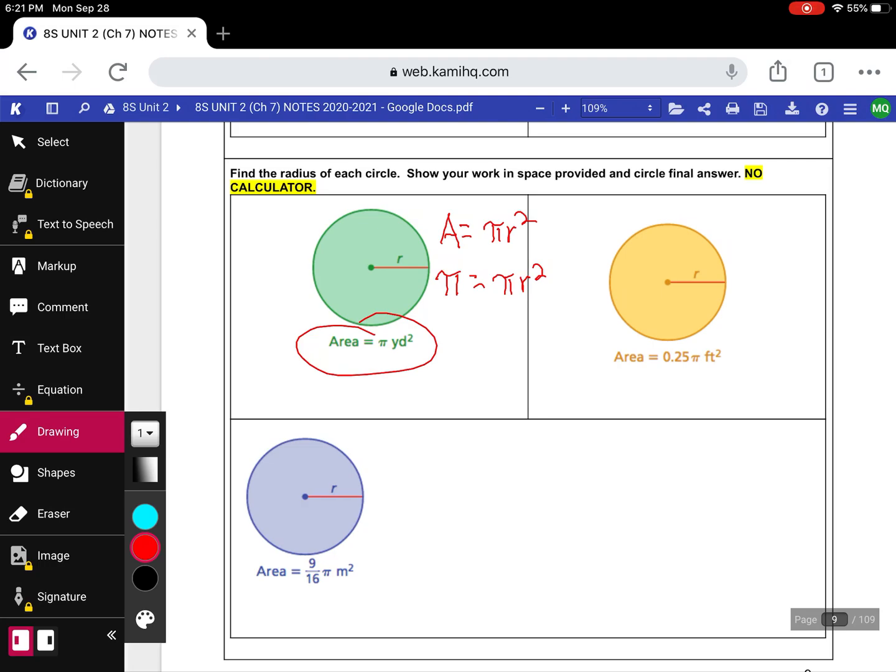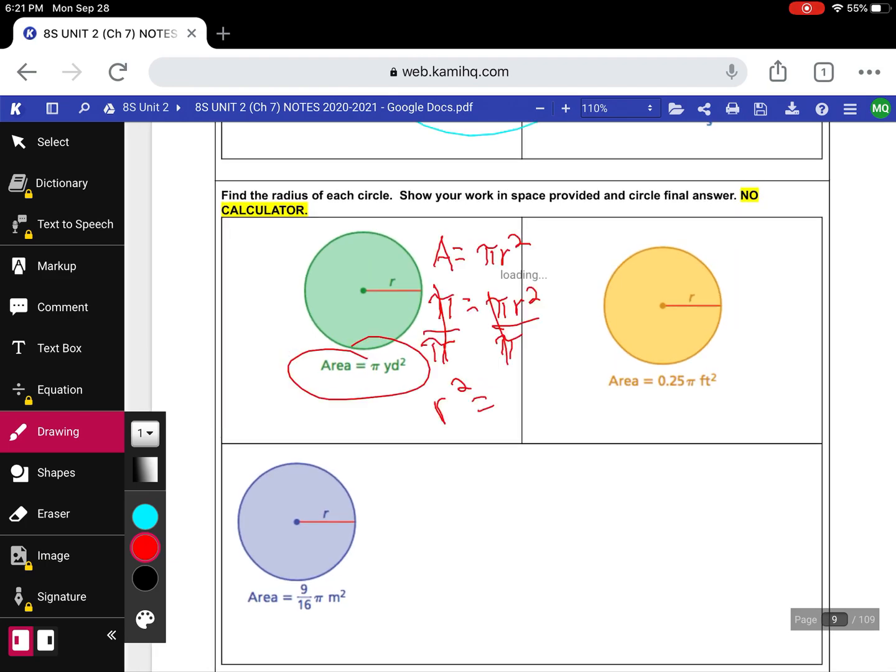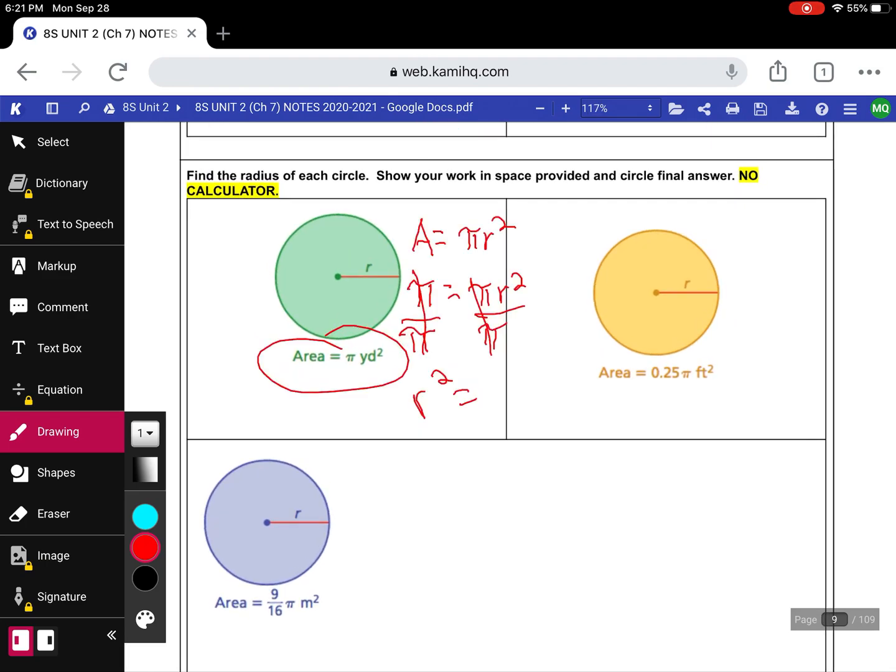We've got a lot of multiplication going on here. Let's divide by pi on both sides, because look what happens. Those cancel, I'm left with r squared. Pi over pi is 1. To undo squared, we take the square root. So r equals 1. That's supposed to be a 1. And we've got yards. Okay, and let's do one more.